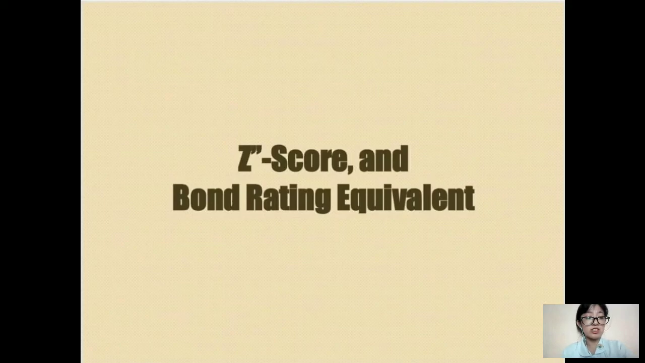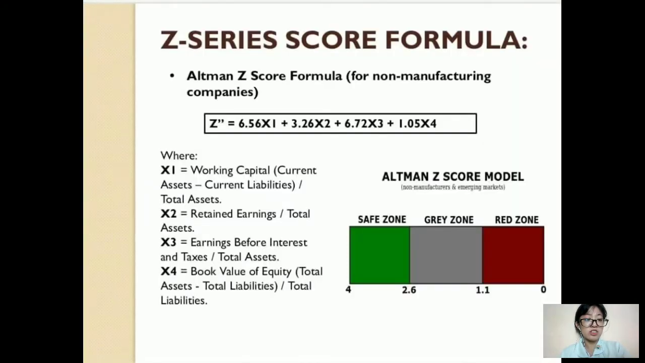We will be discussing the Z double prime score and the bond rating equivalence, in continuation of the previous topic, which is the Altman Z. The Z double prime score is used for non-manufacturing companies, and here is the formula. On the left side are the financial ratios that need to be calculated, and on the right side is the Altman Z score model for non-manufacturing companies.